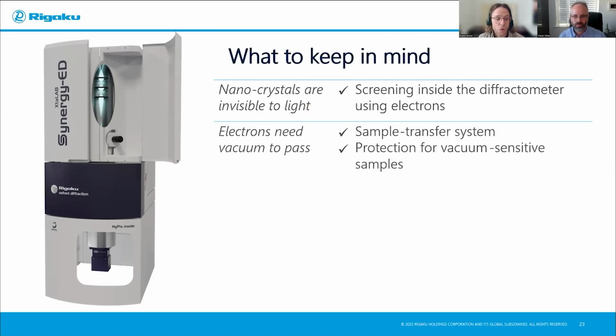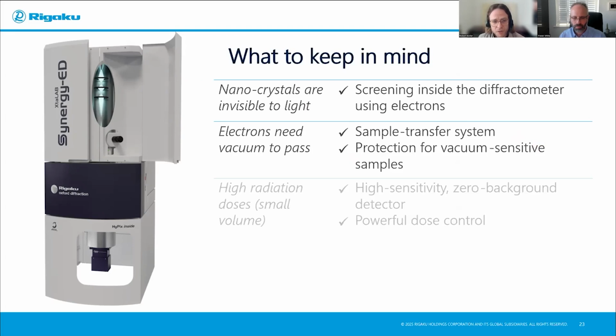Next, the electrons only will pass vacuum. They will actually be immediately absorbed in air. So you need to have the diffractometer in vacuum, you need a sample transfer system to get the samples into vacuum, and you need to protect your samples if they're vacuum sensitive, for example, because they're hydrated and would dehydrate.